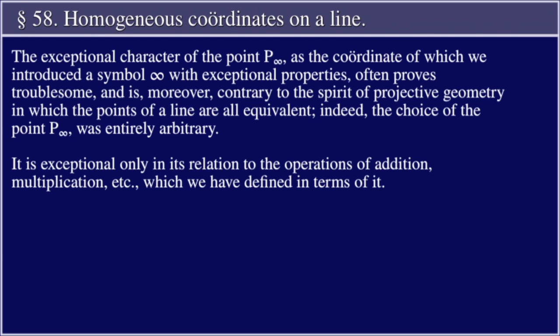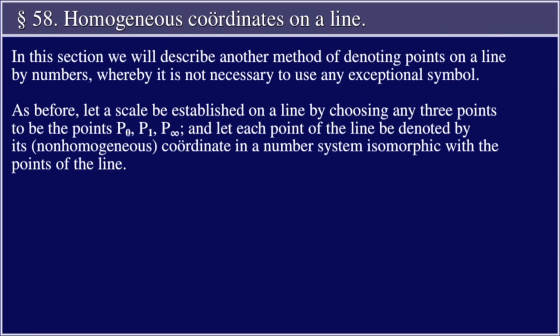The exceptional character of the point P infinity, as the coordinate of which we introduced a symbol infinity with exceptional properties, often proves troublesome, and is, moreover, contrary to the spirit of projective geometry, in which the points of a line are all equivalent. Indeed, the choice of the point P infinity was entirely arbitrary. It is exceptional only in its relation to the operations of addition, multiplication, etc., which we have defined in terms of it. In this section, we will describe another method of denoting points on a line by numbers, whereby it is not necessary to use any exceptional symbol.